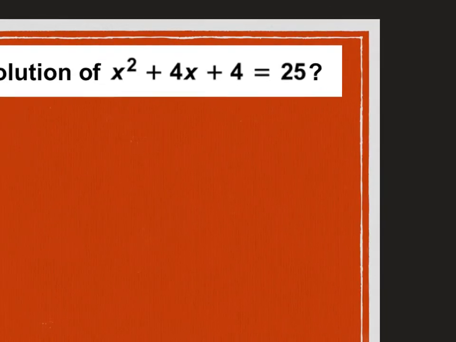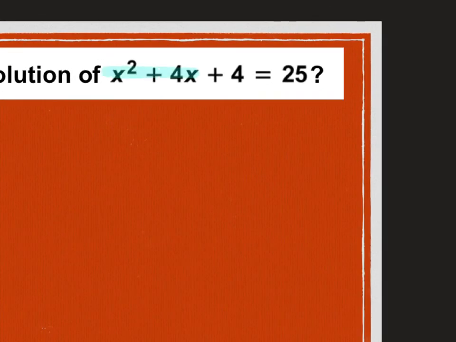All right, so first thing we need to do is get this x squared plus 4x all by itself. So how do we move that plus 4 to the other side of our equation? Subtract 4. So we have x squared plus 4x is equal to, what's 25 minus 4? 21.